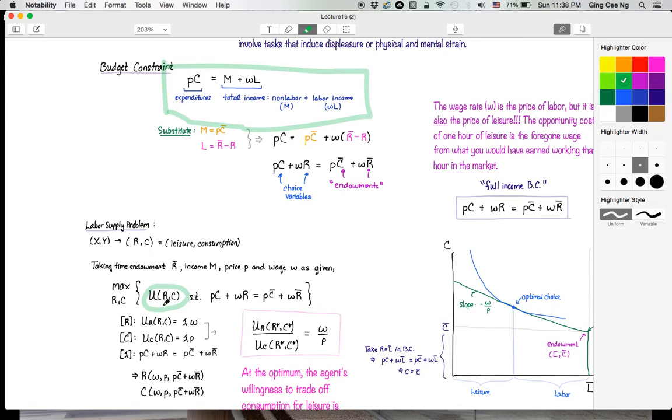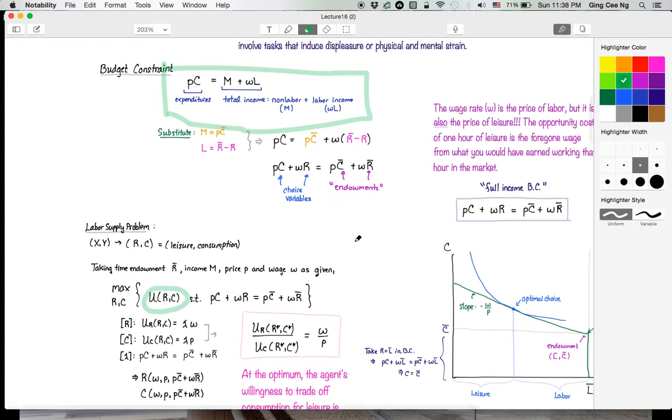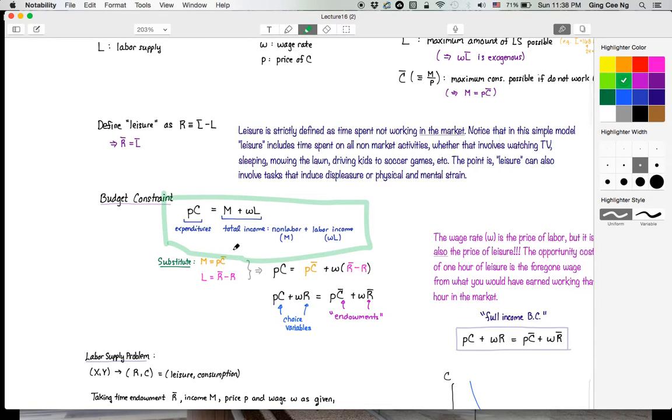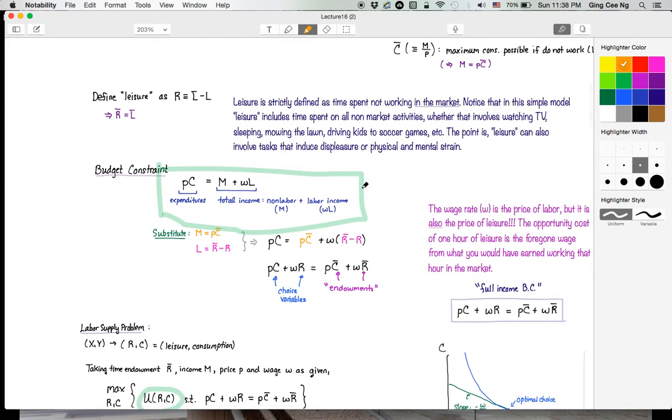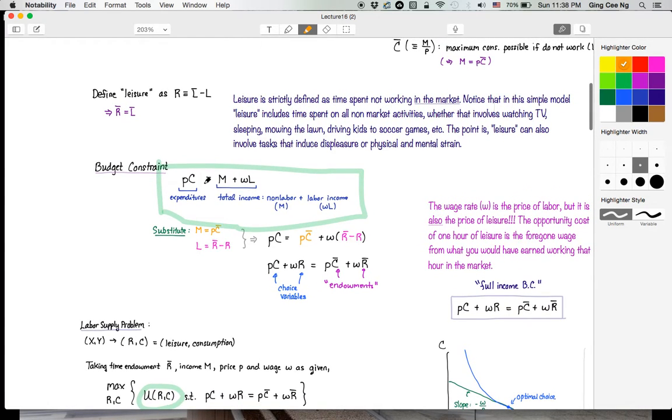we're going to want to look at leisure and consumption, we're going to want to have a budget constraint that has expenditures, so to speak, of consumption and leisure on the left-hand side, and then the price-weighted endowments on the right-hand side. So in order to do this, we need to substitute out things that don't look like that. So the goal now is to get everything in terms of R and C, essentially.